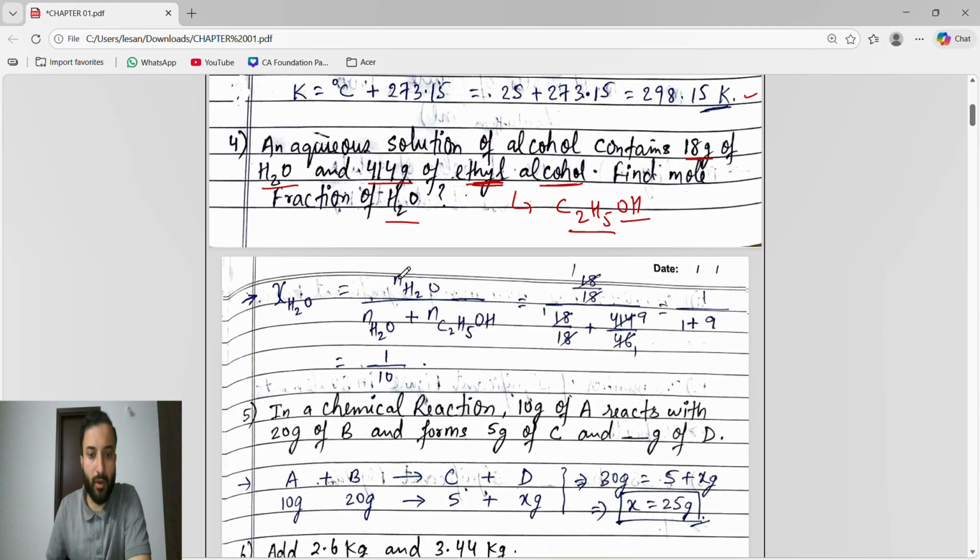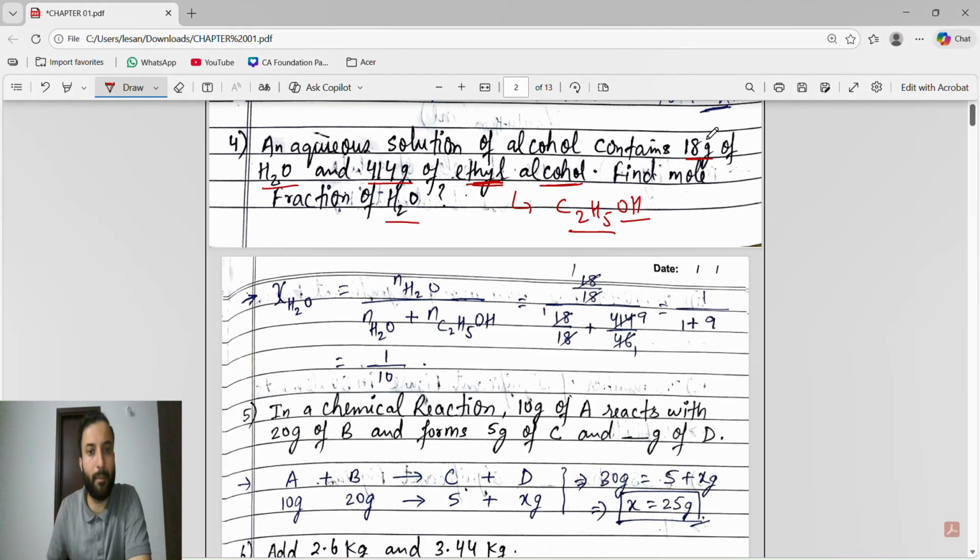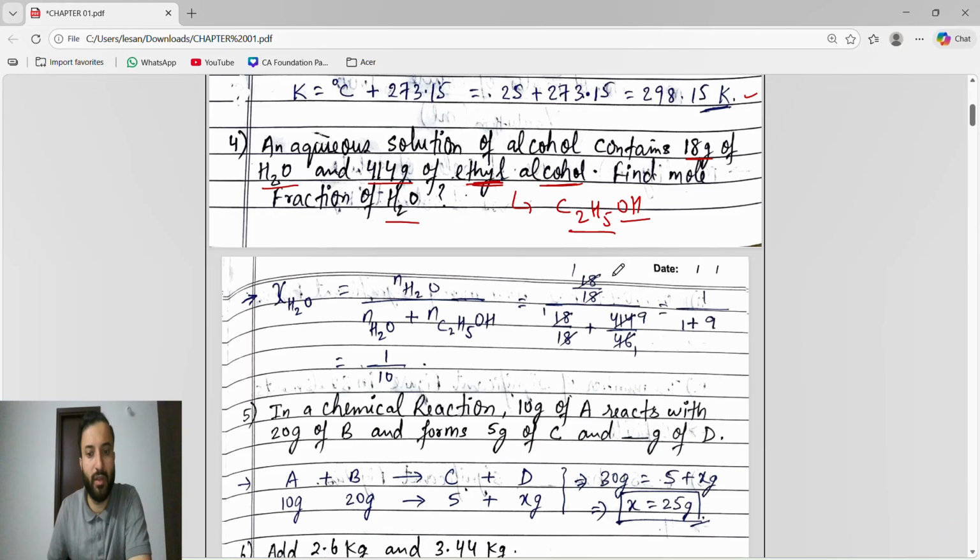Okay, number of moles of H2O. What is given? Oh, gram. Gram means mass is given. Mass is given means given mass by molar mass. So H2O molar mass is 18, and I hope everyone knows how to find the molar mass.